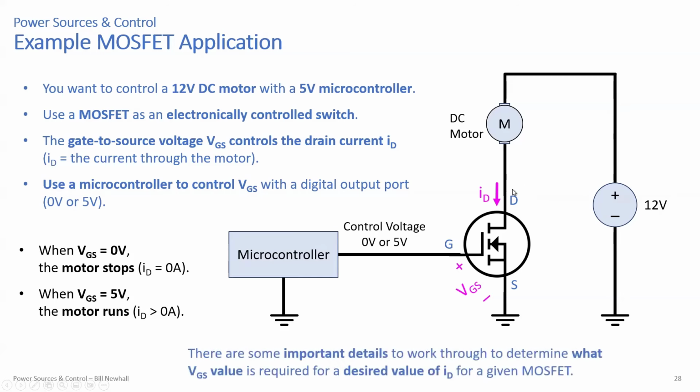But there are some important details that we should work through, and I'll show you to determine, for example, what VGS is required for a given amount of current. If I need 5 amps through this motor for a given MOSFET, what does VGS have to be? Does it have to be 5 volts? Does it have to be 10 volts? Can it be 0.2 volts? What voltage is required out of that control signal to make that motor run for a given current ID? And so that's what we're going to talk about.